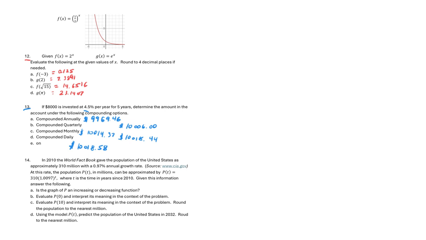In 2010, the World Factbook gave the population of the United States as approximately 310 million, with a 0.97% annual growth rate. At this rate, the population P of t in millions can be approximated by P of t equal to 310 times 1.0097, all raised to the t, where t is the time in years since 2010. Given this information, is the graph of P increasing or decreasing? So where that base is greater than 1, it is increasing.